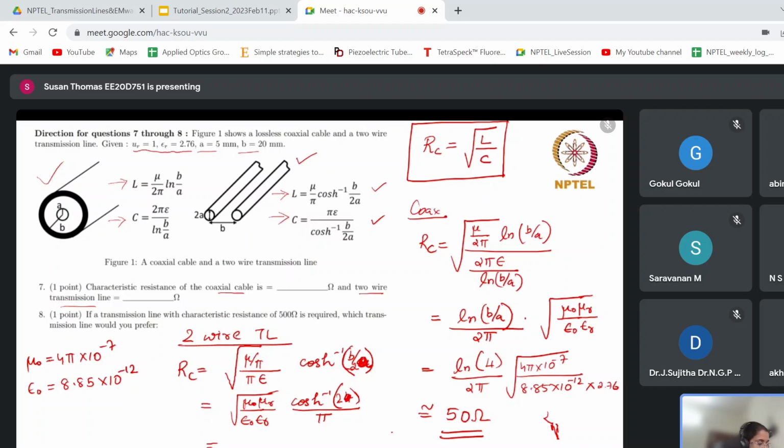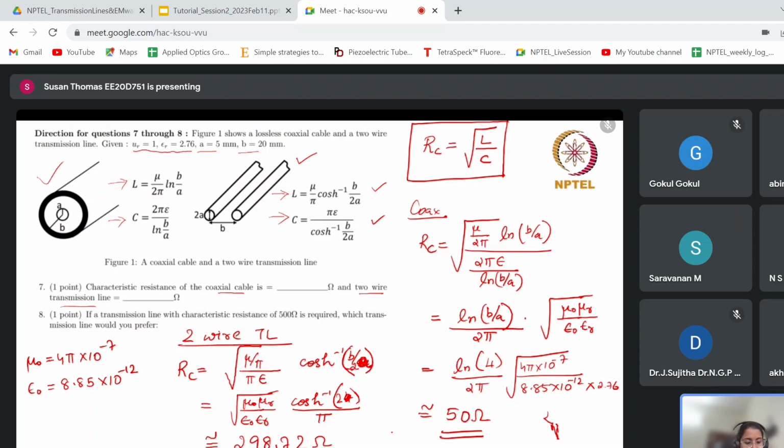So I think it's taking time. I'll just give an answer. Maybe all of you can check. So this simplifies to be 298.7 approximately. So very close to 300 ohms. So that is the characteristic resistance of a two-wire transmission line.